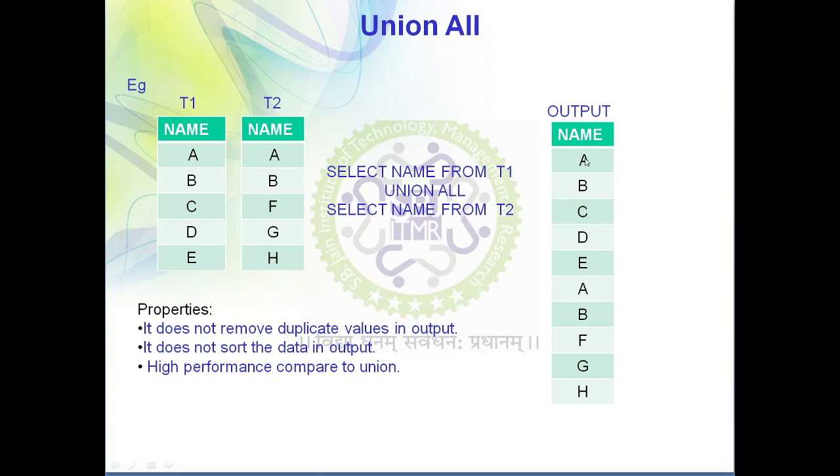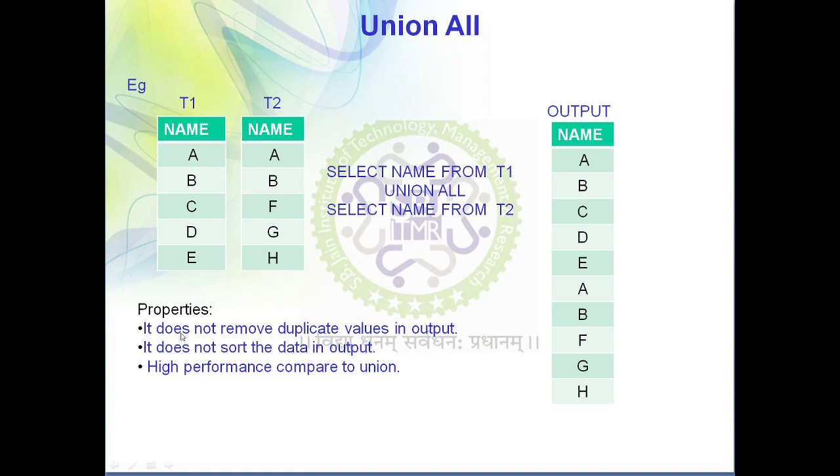That means what is your observation? Union all helps us to combine the data present in both the tables. That means it is going to append the data. It will append the data of T1 and T2. First of all, A, B, C, D, E, and then A, B, F, G, H. So it has appended the data of T2 onto T1.